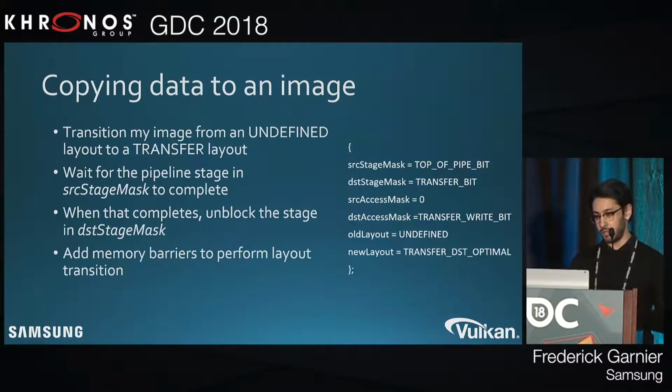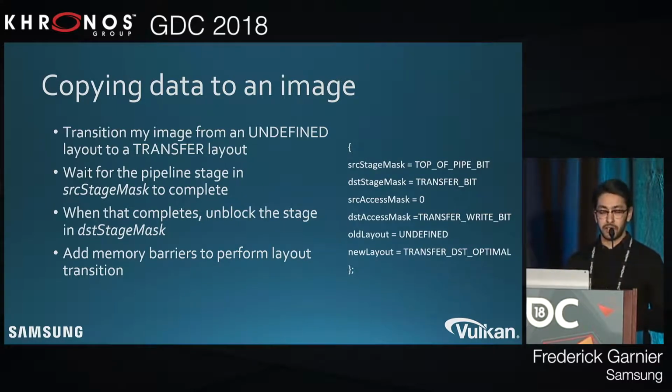Okay, so I'll go through the kind of fields we have to pass to the pipeline barrier when it comes to copying data to an image. So I said the initial layout will be undefined. So when it comes to actually transferring data to an image via the device, you have to transition the image from an undefined layout to a transfer layout, which is shown here as transfer destination optimal, since we also have to tell the driver how the image will be used. And in this case, it will be used as a destination of a copy.